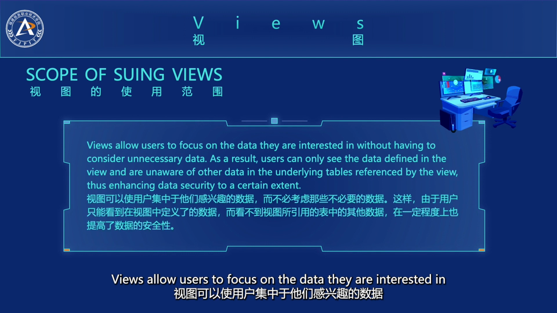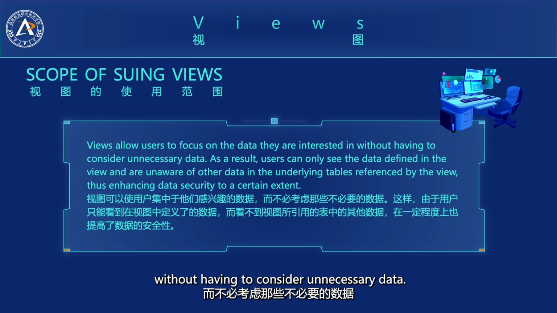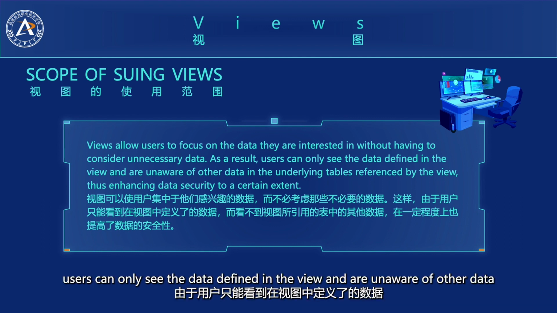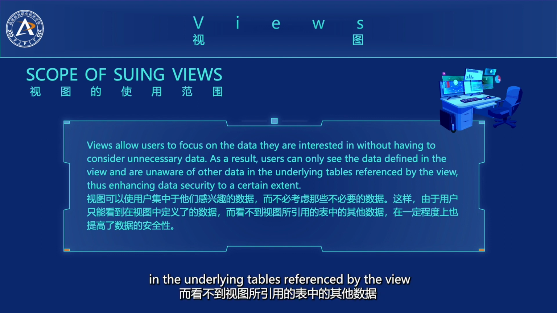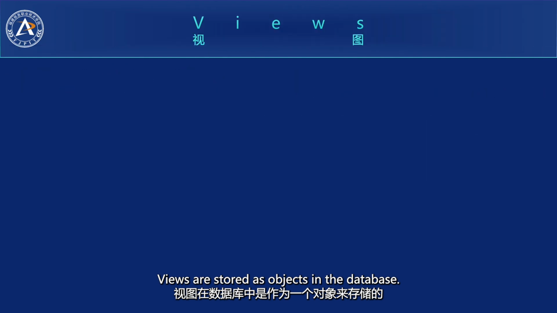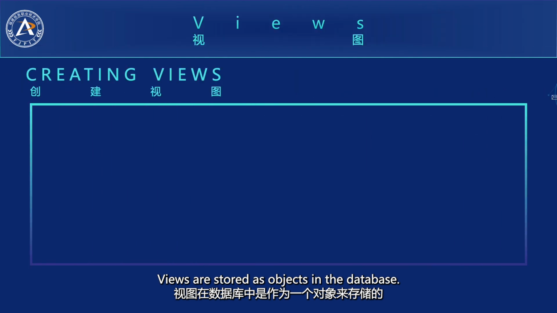The scope of using views. Views allow users to focus on the data they are interested in without having to consider unnecessary data. As a result, users can only see the data defined in the view and are unaware of other data in the underlying tables referenced by the view, thus enhancing data security to a certain extent. Views are stored as objects in the database.